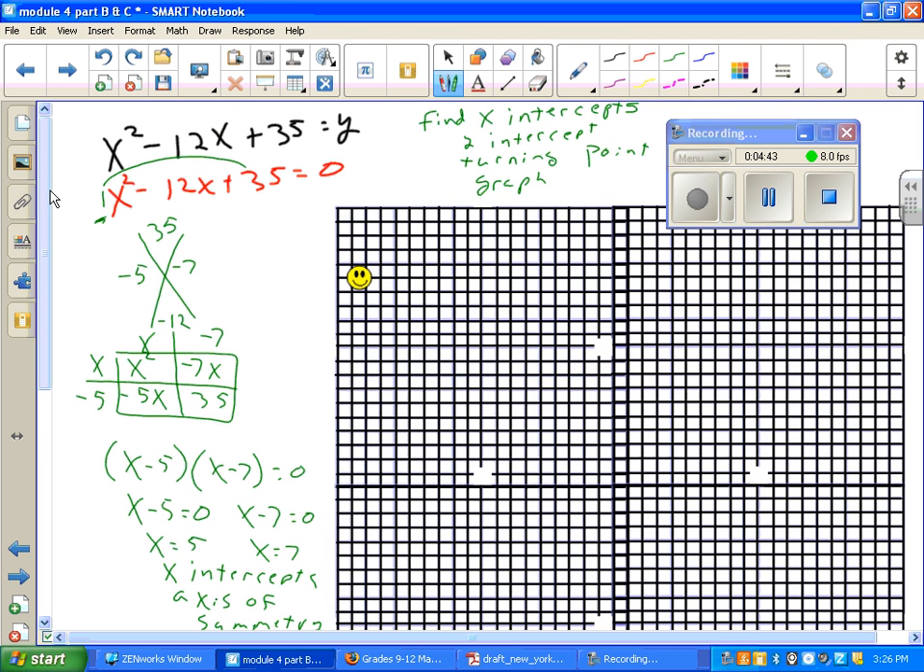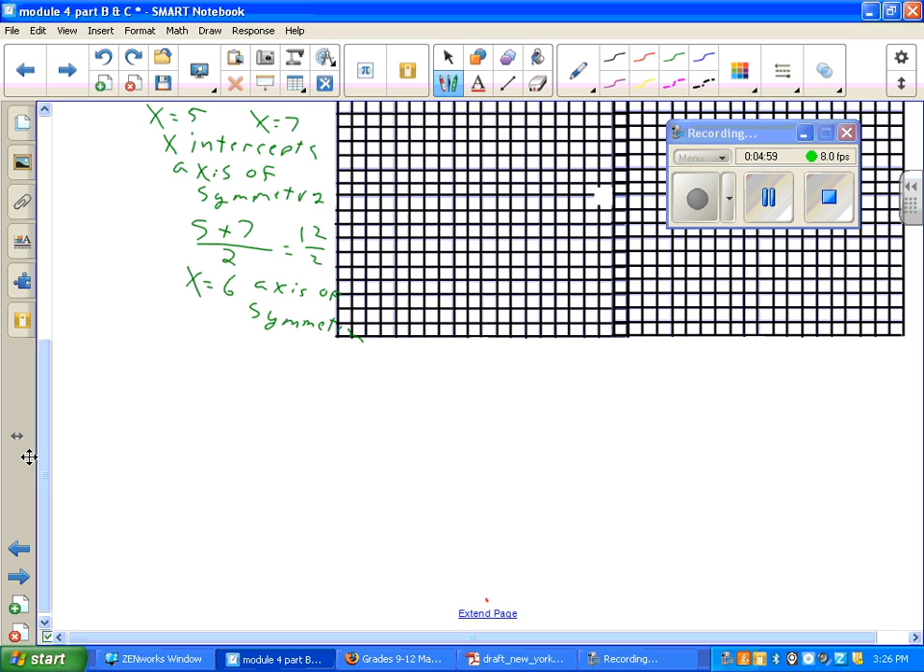Okay, so I found the x-intercepts. The y-intercept, that's as easy as chewing gum and walking at the same time. It's just 35 because this is in standard form. Positive 35, it's the C number.